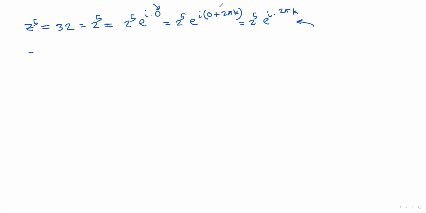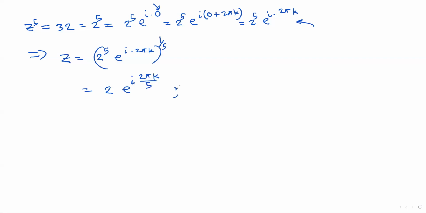The expression becomes simpler because we had 0 here. This is not going to be the case for every problem, of course. Then what is z, which is the fifth root of 32? It is simply 2 to the power 5 e to the power i times 2 pi k, whole to the power 1 over 5, which equals 2 e to the power i times 2 pi k by 5, where we write explicitly what k is. k is going to be 0, 1, 2, 3, and 4, and no further.